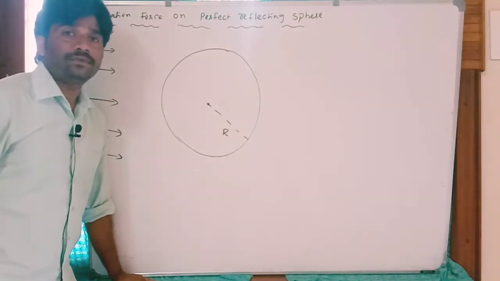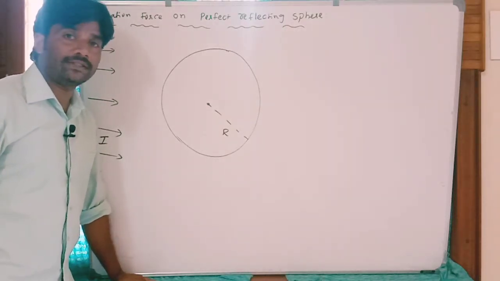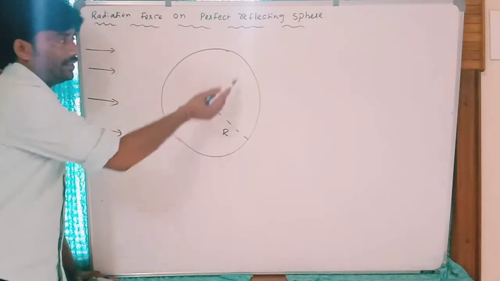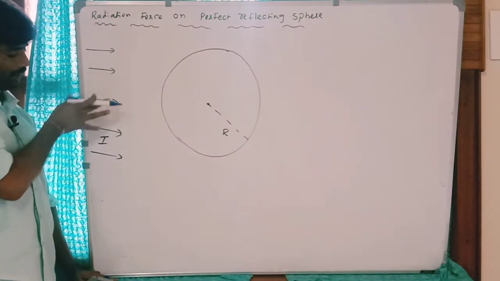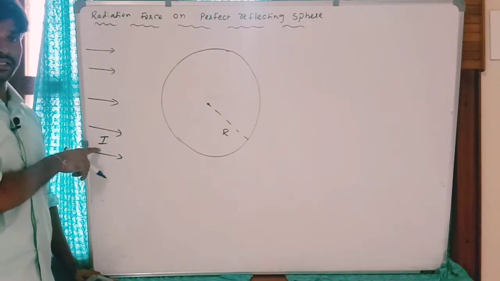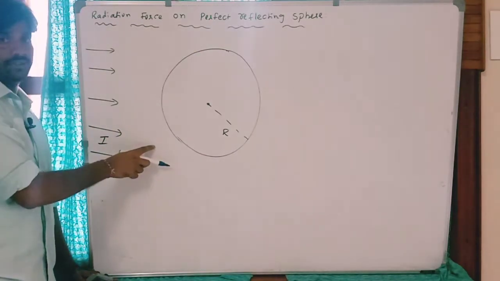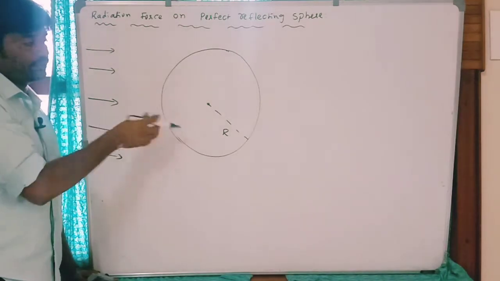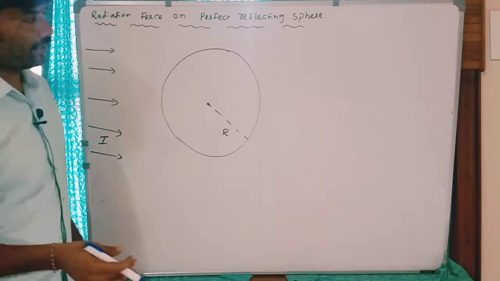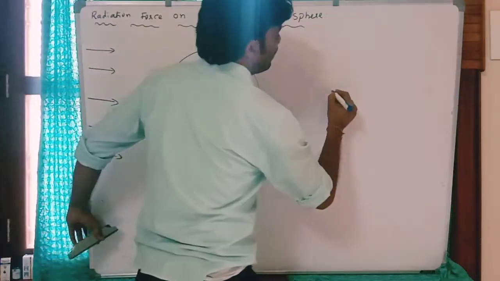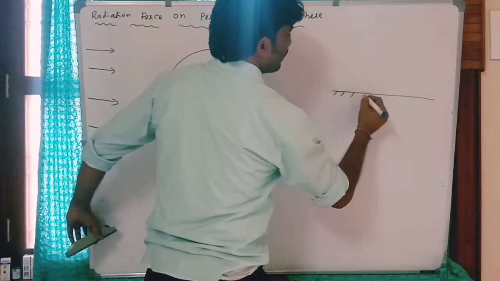Now, radiation force on a perfectly reflecting sphere. You can see the sphere with radius r and this parallel beam of radiation with intensity I striking this surface. It can exert a force during the reflection. To know the force, let me remind the formula of the radiation force on a reflecting surface.